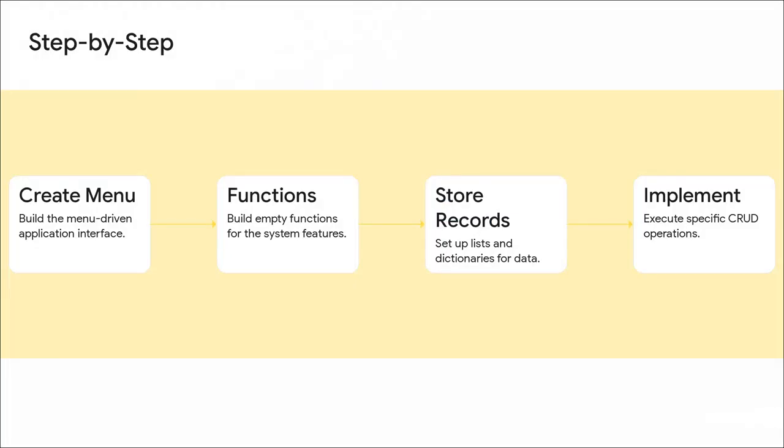Let's walk through this 4-step blueprint. Step 1, create the menu interface. Step 2, build the empty placeholder functions. Step 3, set up data storage for the records. Step 4. Implement the operations. Following this methodical sequence totally prevents beginners from being overwhelmed by a massive wall of code. You just take it one logical step at a time.